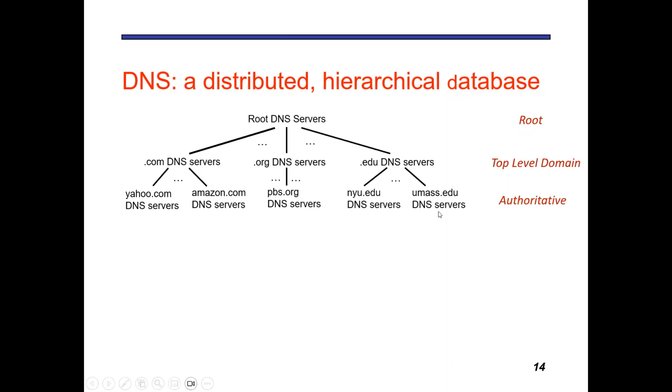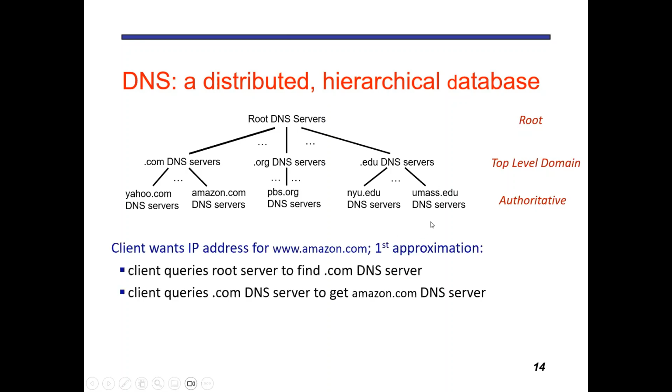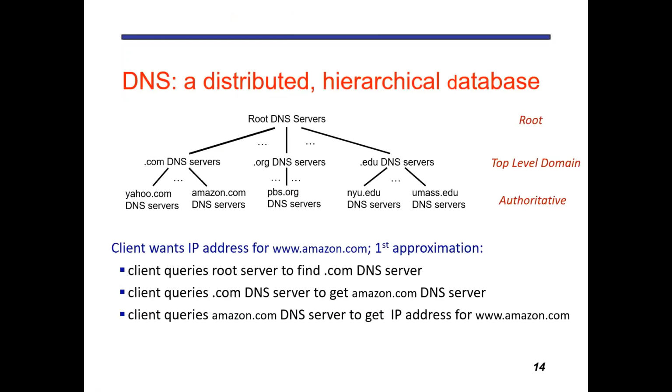So these are the authoritative name servers that belong to these organizations. And there is one more server which is not mentioned here, but another server should come here: the local DNS server. So apart from the authoritative name servers, we also have the local DNS servers. For example, if you are working in an organization, they will set up a local DNS.